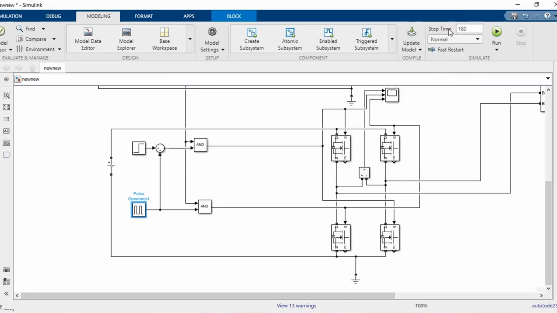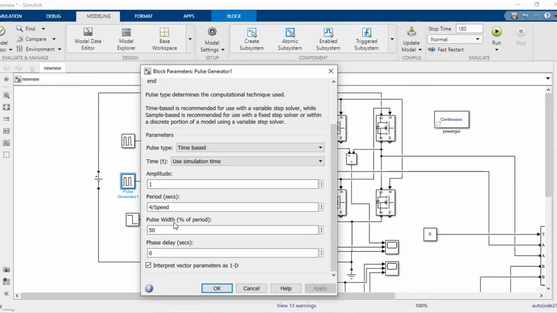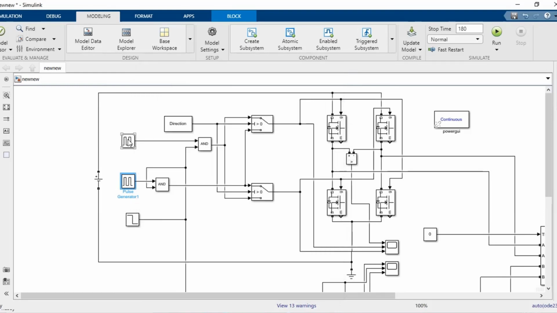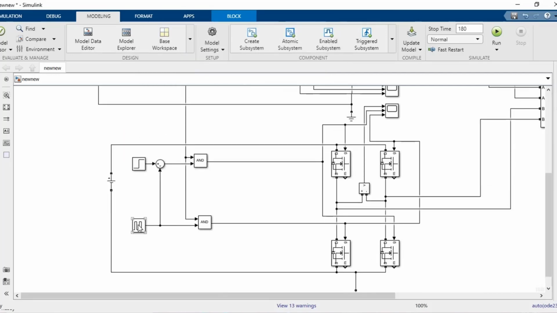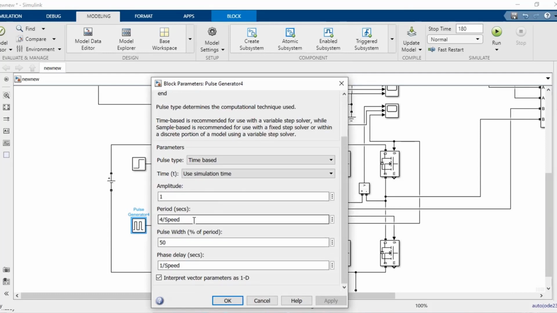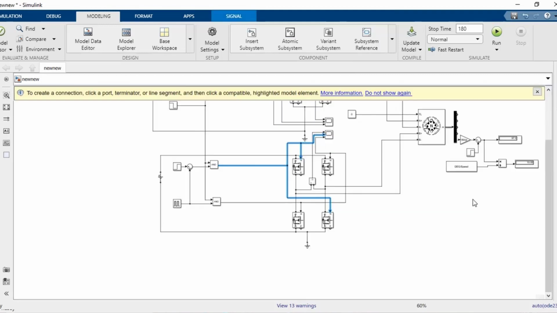Now let's see the equation inside each pulse generator. The first pulse generator has 0 delay, the second pulse generator has a delay of half of the time period, and the third generator has a delay equal to 1/4 of the time period. And the fourth one is generated by subtracting the third one from the unit step. So this is a unit step subtractor, and this pulse is generated.